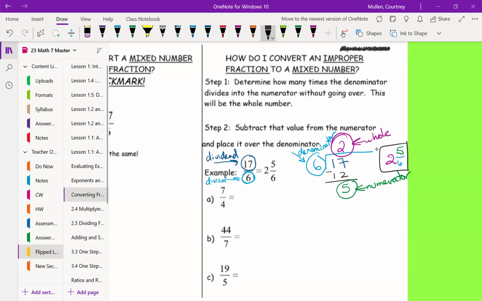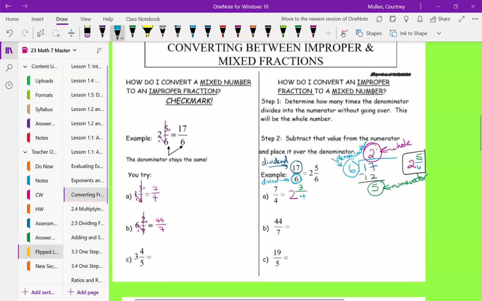7/4. Well, how many times does 4 go into 7? 1 time. What's 1 times 4? 4. How far away is that from 7? It's 3. So 3 would be our numerator. 4 would be our denominator. Oops, I made a mistake there, not a 2. This is 1 time right here. 1 3/4.